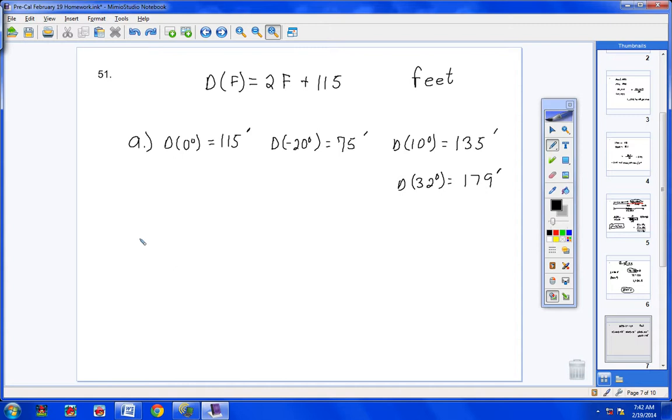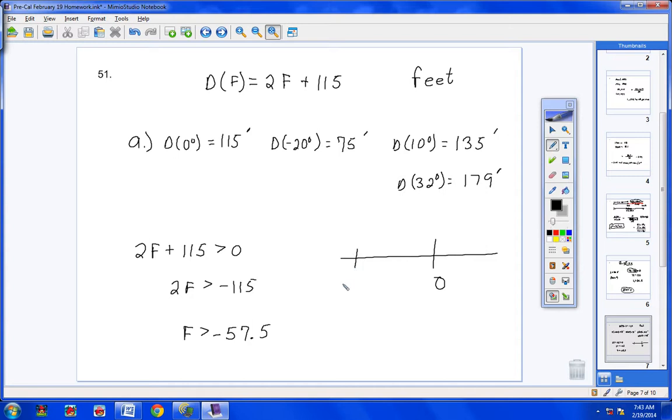So what I'm going to do is take my entire expression and do like the last problem. I'm going to say this has to be greater than 0. Whatever I put in for f, I had better get out something greater than 0. So let's find what f has to be. Bring the 115 over and make it a negative 115. And then divide both sides by 2. And you'll see f has to be greater than negative 57.5. So think of a number line. Here's 0. Here's negative 57.5.